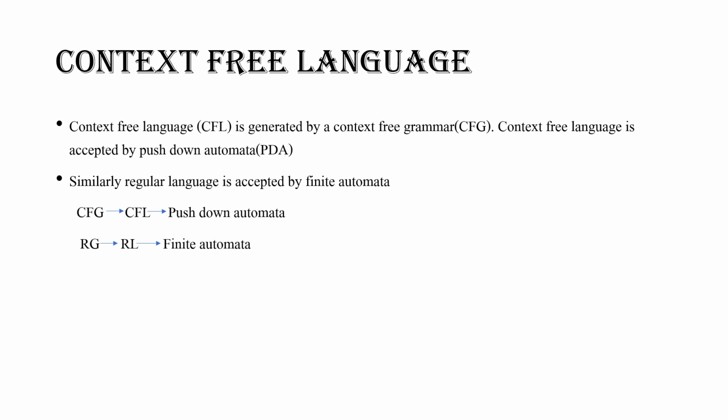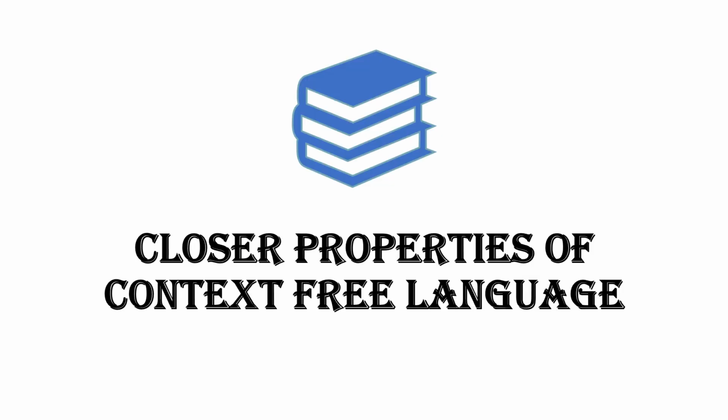Similarly, regular language is accepted by an automata called finite automata, but CFL is not accepted by the finite automata. Here in the presentation: CFL is generated by context-free grammar and accepted by push-down automata, and regular language is generated by regular grammar and accepted by finite automata. Let's enter into our topic, closure properties of CFL.